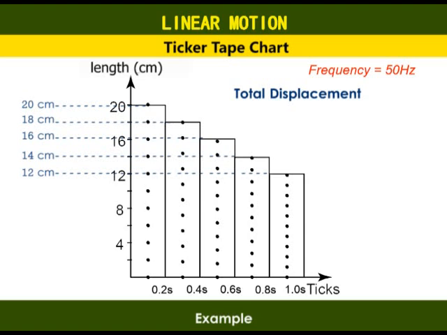So it's pretty easy. Total displacement is the sum of all these individual displacements. So we add 20 plus 18 plus 16 plus 14 plus 12, giving us 80 centimeters. This means the whole strip was 80 centimeters long, but was cut into 5 strips, each with 10 ticks.